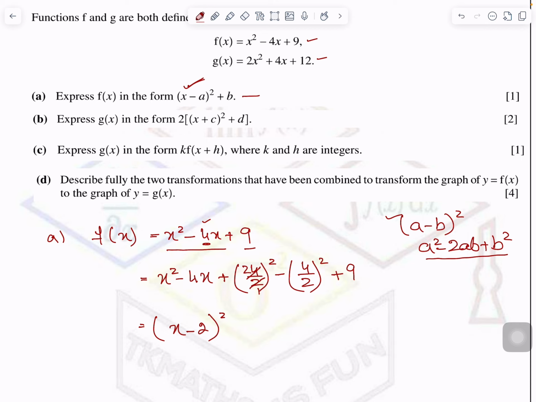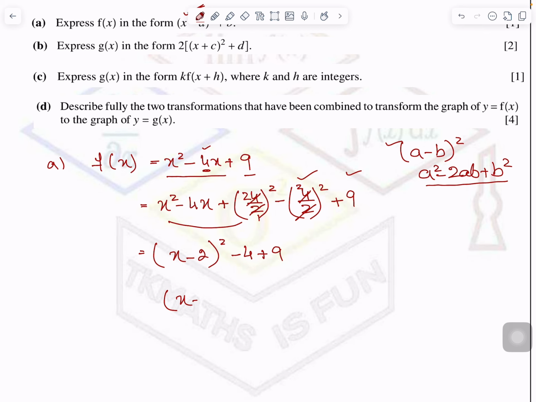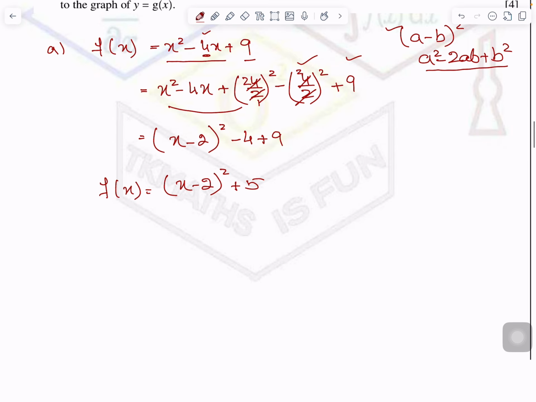Okay, so after that these 3 terms are gone. So what is left here is this one and this one. So it is minus 4 plus 9, right? So it will become x minus 2 whole square plus 5. So this is your function f of x in the completing square form. Let's see part B.